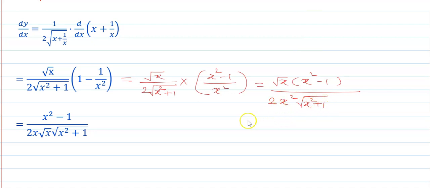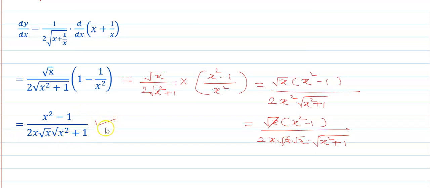This x square can be written as x into x. आणि दूसरा जो x असेल, it can be written as root x into root x. Again, second x काय कसा लिहिला? root x into root x into in root of x square plus 1. Now here root x get cancelled and hence you will get x square minus 1 upon 2x root x into in root of x square plus 1. This is the dy by dx.